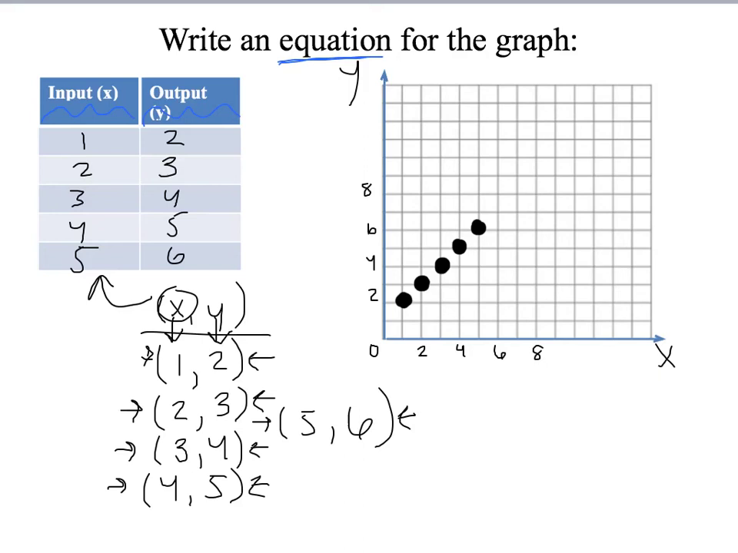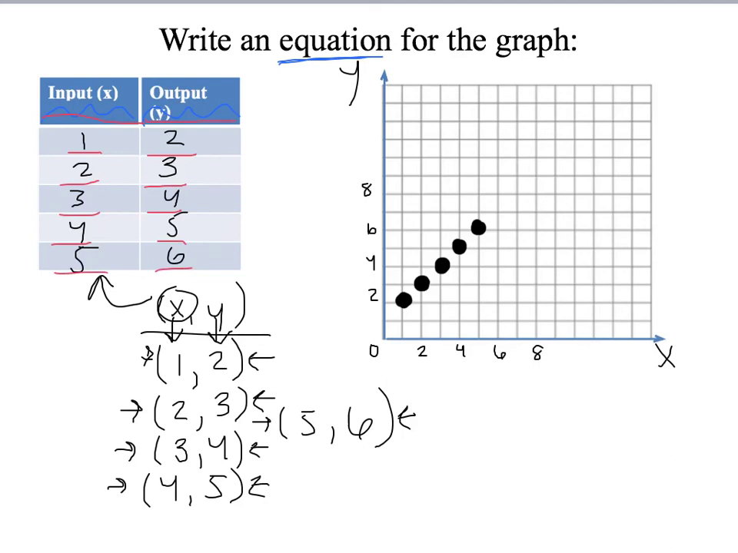So maybe you've noticed that each y value is 1 greater than every x value. So our first x value is 1. 1 plus 1 would give you a y value of 2. 2 plus 1 would give you the y value of 3. 3 plus 1 gives you 4. 4 plus 1, 5. 5 plus 1, 6.